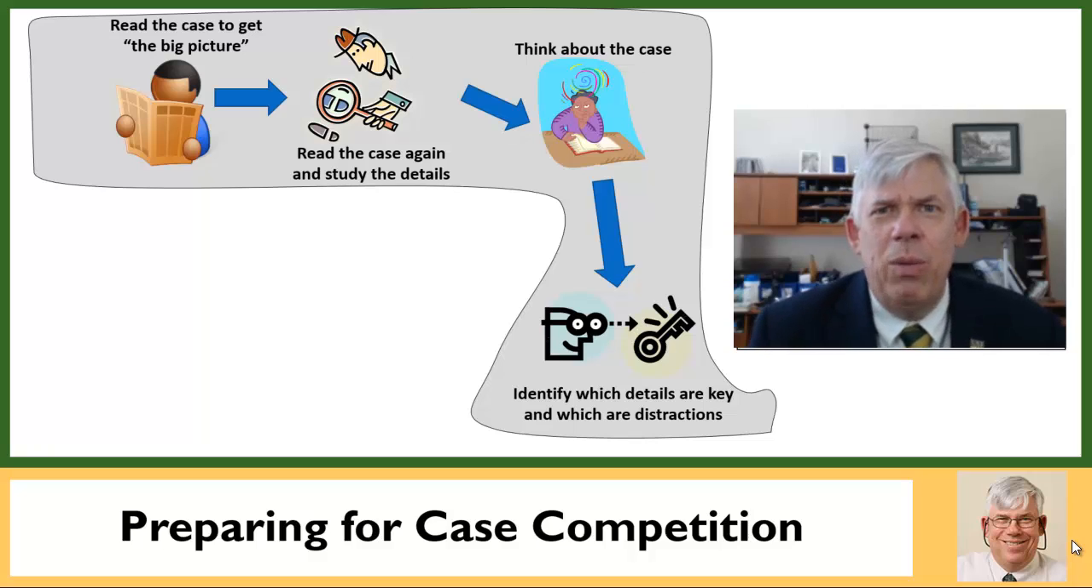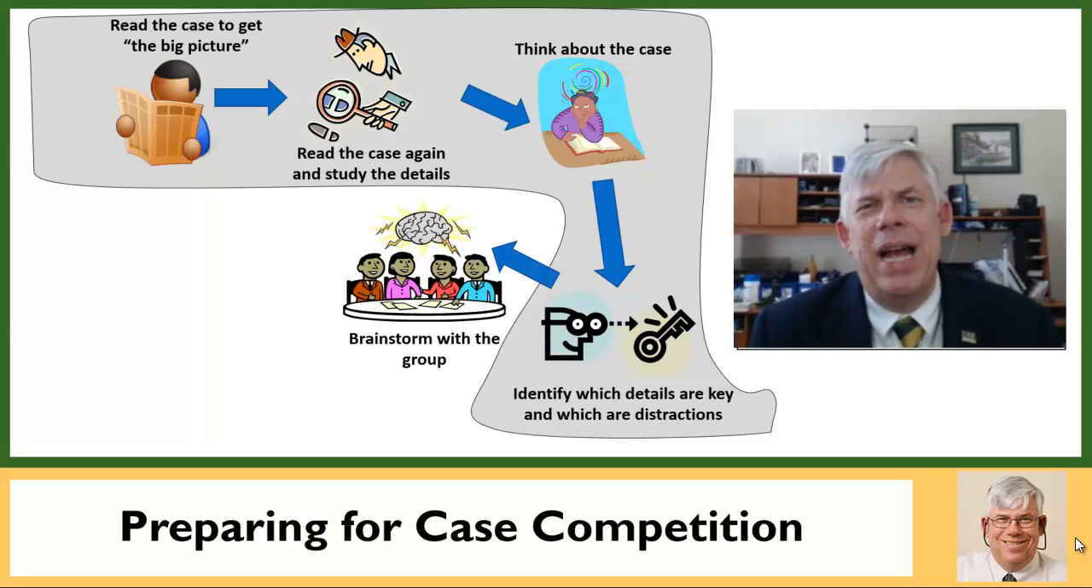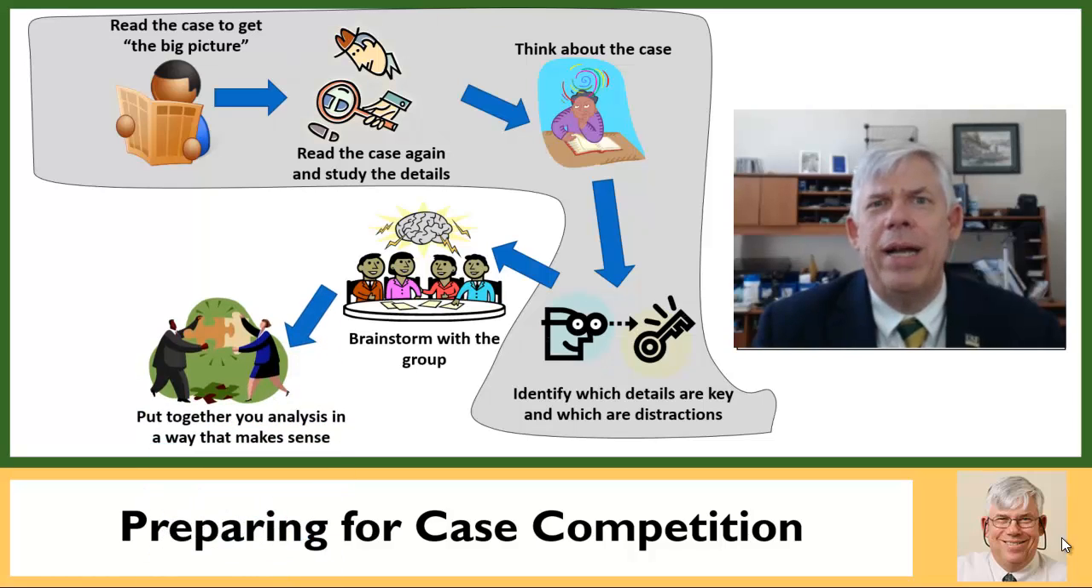Now, once everyone's worked at the individual level, it's time to get together as a group. And the first thing I recommend is just brainstorming. Everybody's coming in now with their own analysis of the case. Give everybody a chance to talk and then just bounce ideas around. Especially in a large case competition, you will never succeed by doing exactly what everyone else is doing. So what you need to do is come up with some special spin that distinguishes your group from other groups.